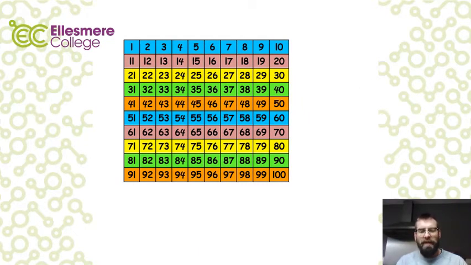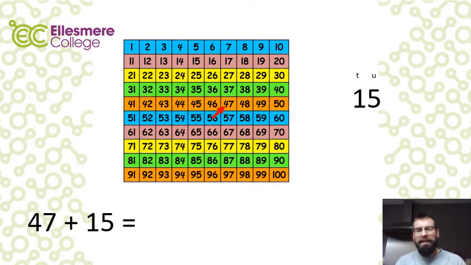When using 100 square for addition, sometimes counting the units will take you over the edge of the 100 square. We're going to show you with this problem how to deal with that. So we have the sum 47 add 15. First thing we're going to do is find 47 as before.